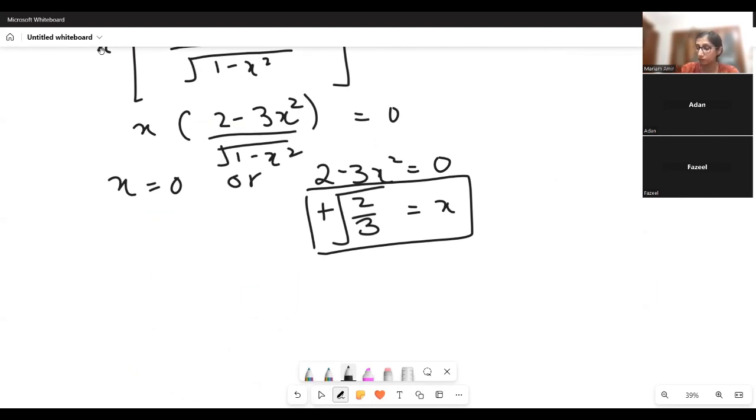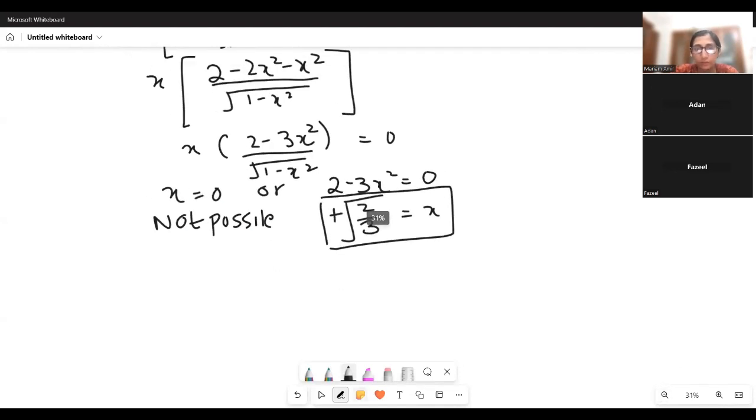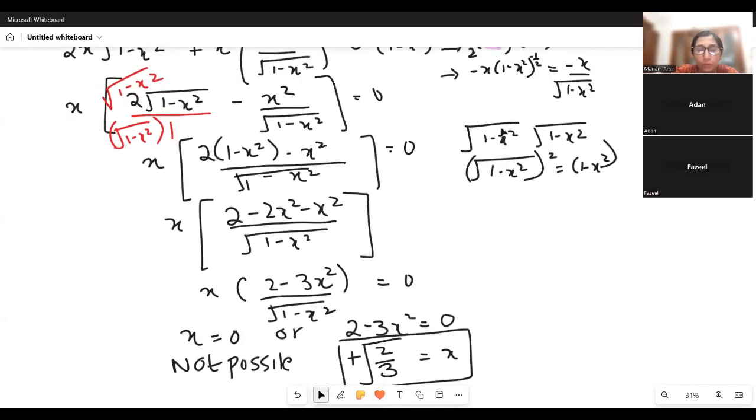Yes, that's correct. And with this, write "not possible", because m is not on the origin, so x cannot be 0. Okay. Any questions here? That was only the first part.